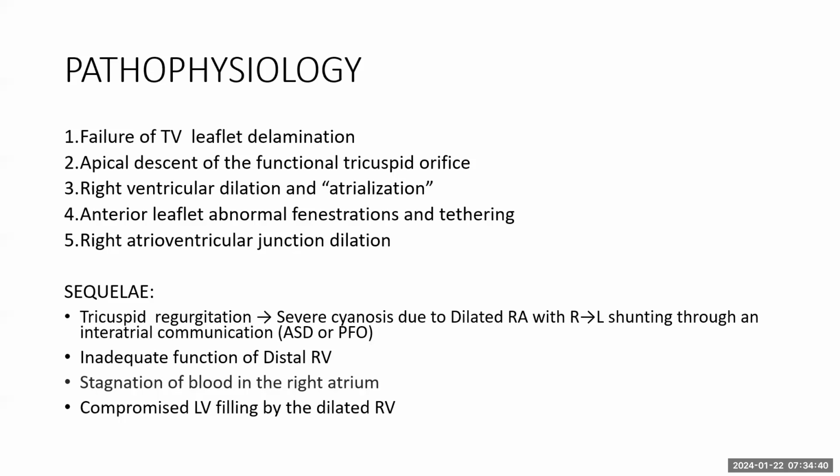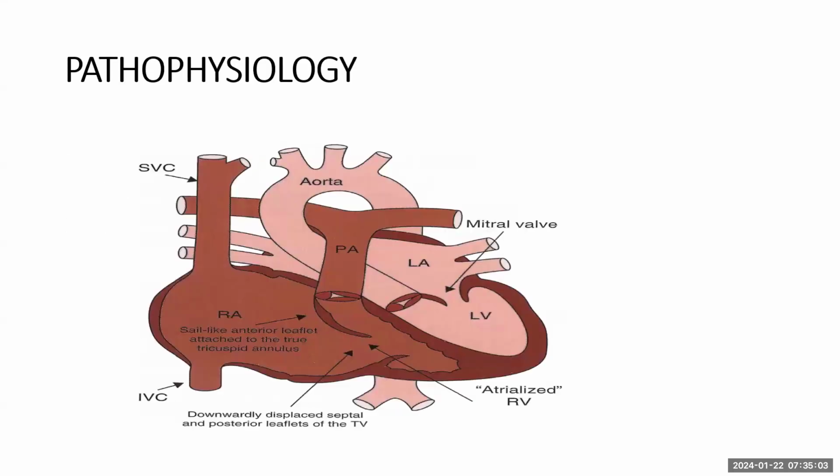Also, the apical portions of the valve usually undergo resorption, but in Ebstein anomaly, there is complete failure of this resorption. So it now causes the right ventricle to become dilated. This right ventricle becomes functionally a part of the right atrium, and that's what's called the atrialization of the right ventricle. So you can see that here.